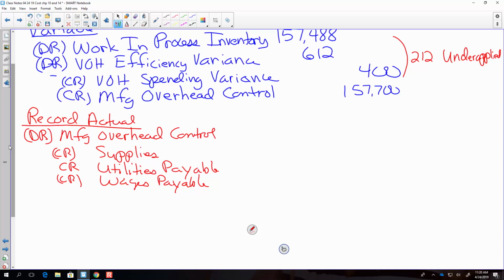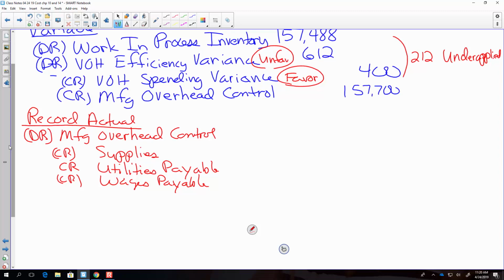So remember, when recording, the unfavorable are debited, the favorable are credited, right? When we close, and again, some of the entries were backwards, when we close it, we got to reverse that order. We would debit the favorable ones, credit the unfavorable ones when we close it. So that's our journal entries.